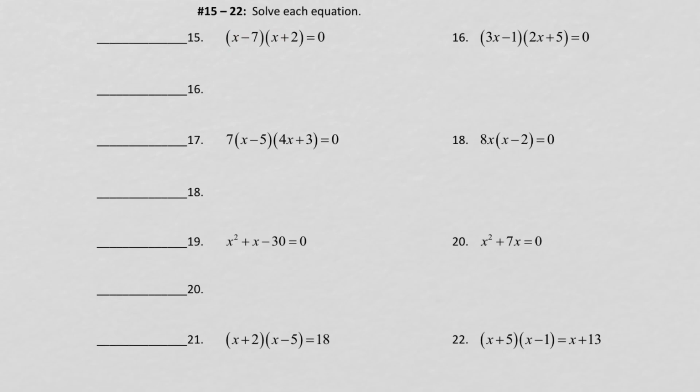All right, these are factors that multiply, and it's already at 0, so the answer is positive 7 and negative 2. This is going to be positive 1 over 3 and negative 5 over 2. Now this 7 does not contribute to the solution, so our answer is positive 5 and negative 4/3. This 8 does not contribute to the solution, but this x does. So this x gives us a 0 and positive 2.